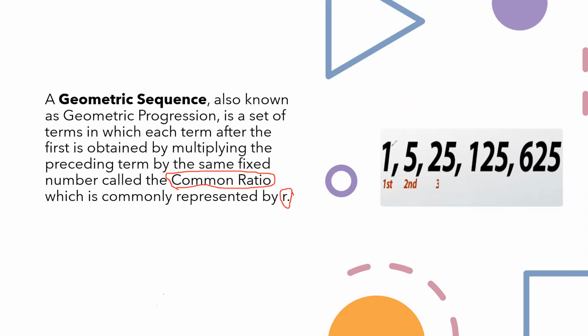As you may see, I have here a sample of geometric sequence, which is 1, 5, 25, 125, and 625. Kung mapapansin nyo, palaki siya ng palaki kasi we multiply each term by 5. So that is 1 times 5, that's 5. 5 times 5, 25, times 5, 125, times 5, 625. So, fix tayo na nagmo-multiply tayo ng a certain number called 5.